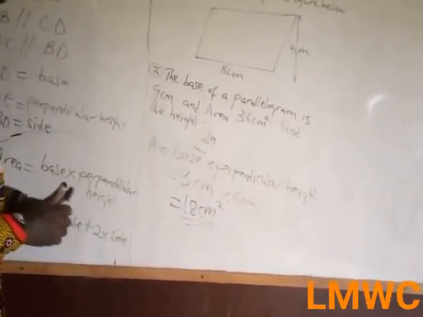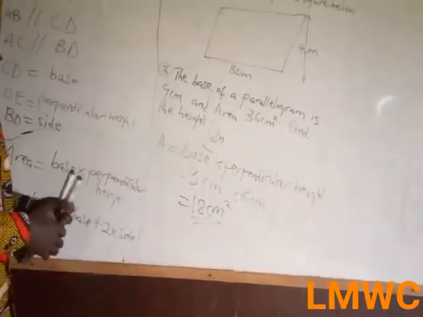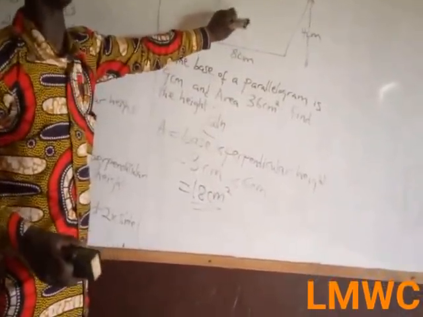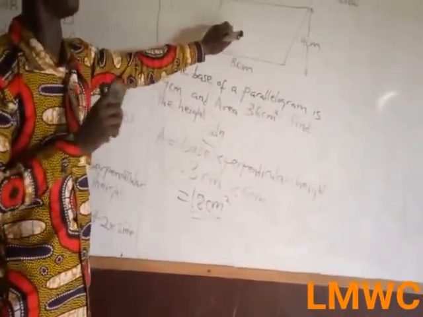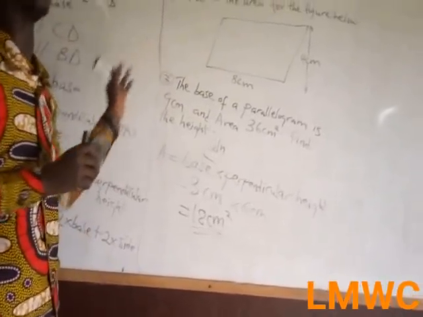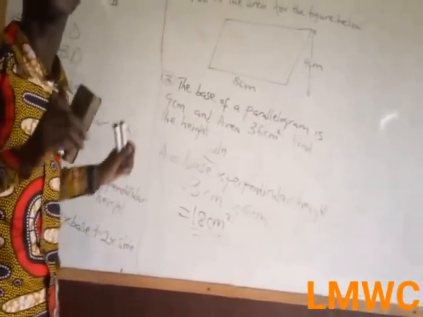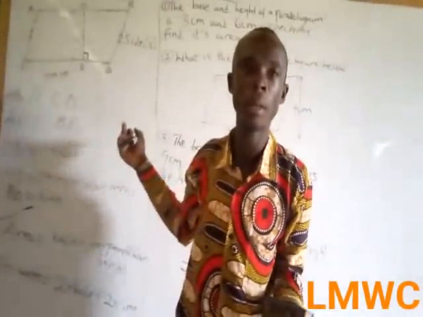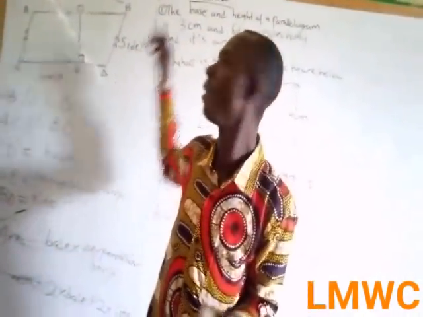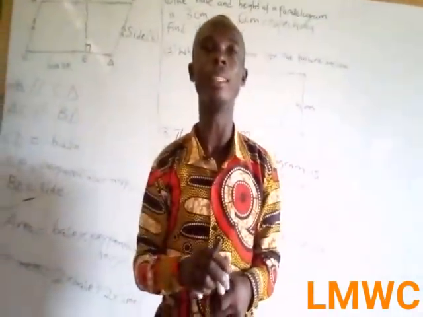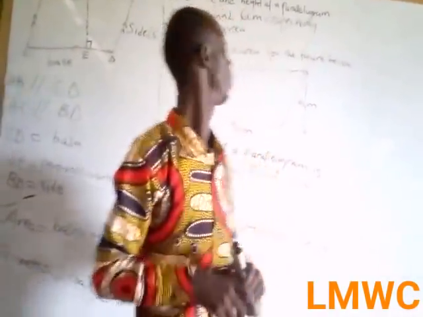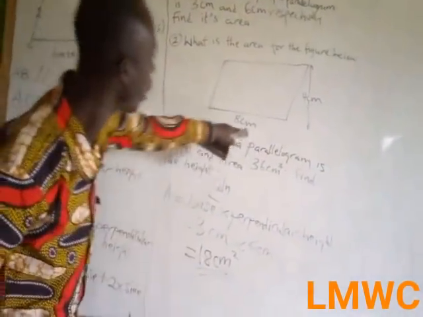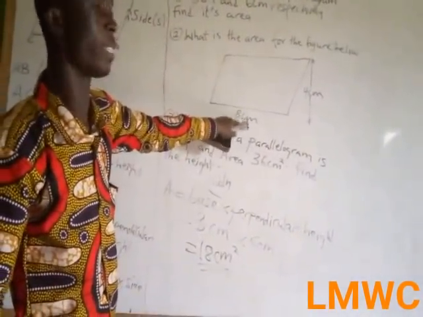Question 2, what is the area for the figure below? This is not a rectangle. So you should know the difference between rectangle and parallelogram. For rectangle, the interior angle is equal to 90 degrees. But for parallelogram, the interior angle doesn't intersect at 90 degrees. Take note. So we have the base as 8 centimeters.